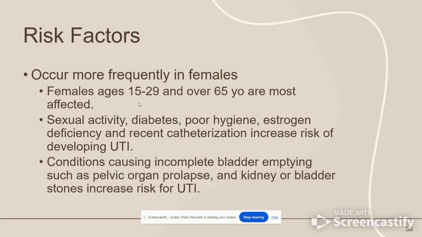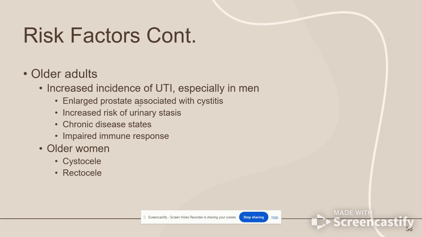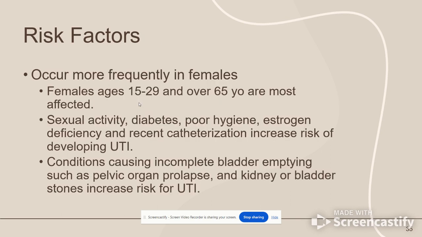A preventative thing that women can do because they are at such high risk is urinate before and after intercourse, and wash the perineal area before and after intercourse to help prevent UTIs from happening. With men, there's increased incidence in older men. Younger men, you don't really see it. Again, women over 65 are the most commonly affected. 15 to 29 are as well, but women over 65.